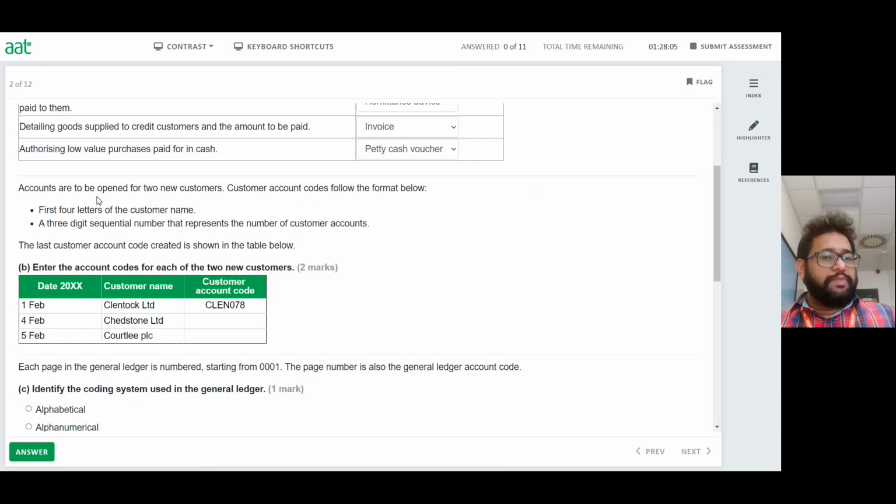The accounts are to be opened for 2 new customers. Customer account codes follow the format below.